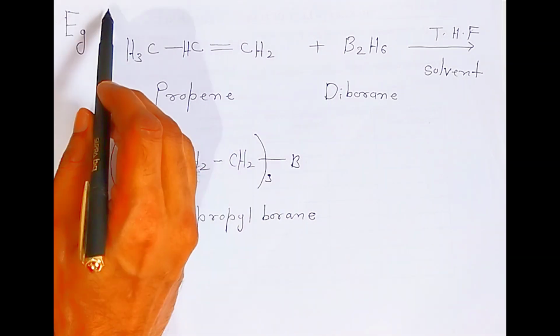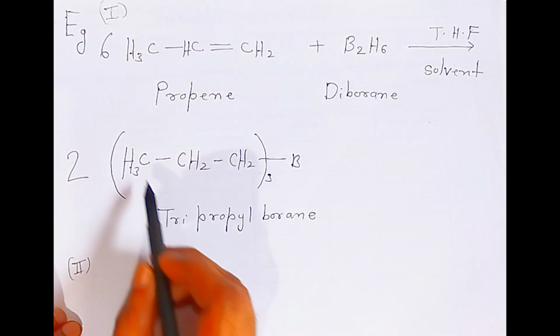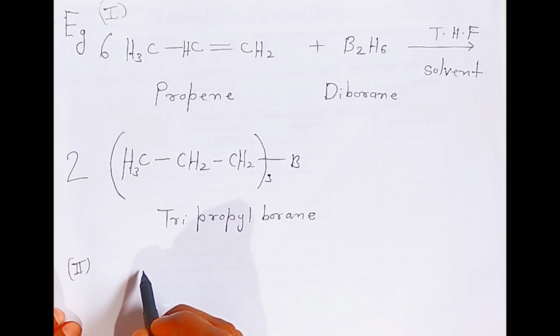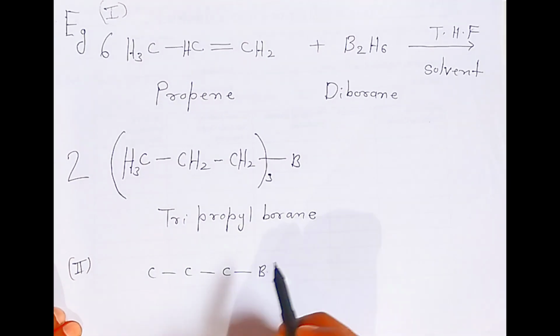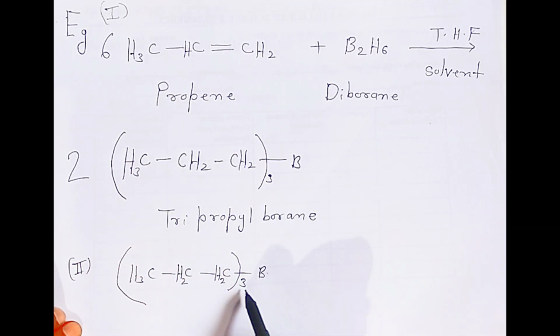In the second step, what happens? This is the first step, students. In the first step, you have prepared tripropyl borane. Now out of these 2 molecules, one molecule I am taking, students. One molecule of tripropyl borane. So tripropyl, out of these, students, tripropyl borane.